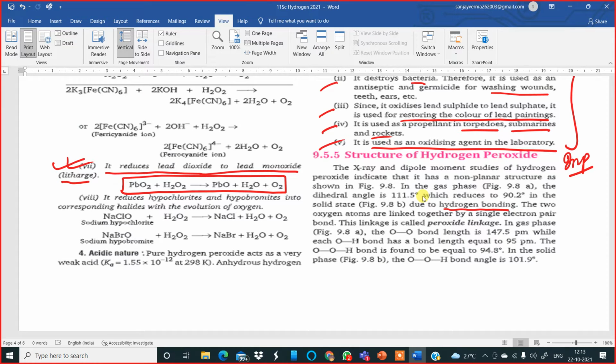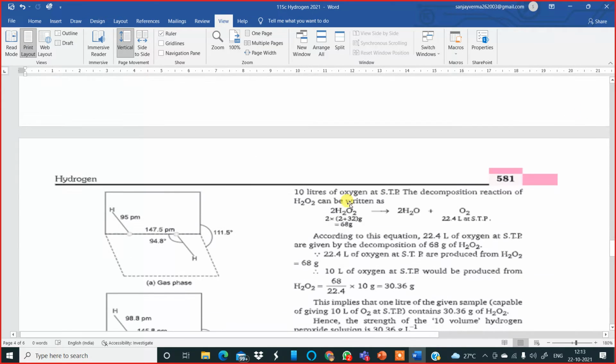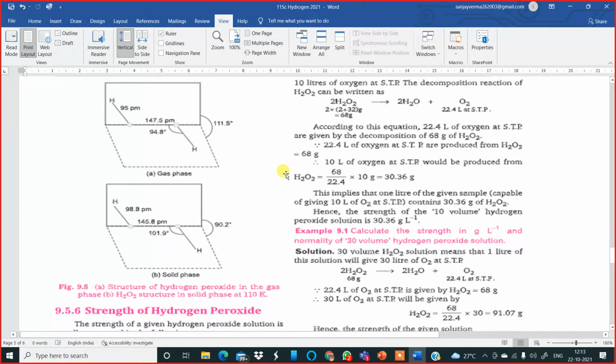Now, if you look at the next page, the diagram, the structure of hydrogen peroxide, you can see over here very carefully. There are two diagrams. This is one diagram, this is another diagram. In the first diagram, this is A, the structure in the gas phase. In the gas phase, if you look at this angle it is 94.8, whereas this angle is 111.5 in the gas phase. And this oxygen-oxygen length over here is 147.5 picometer in the gaseous phase.